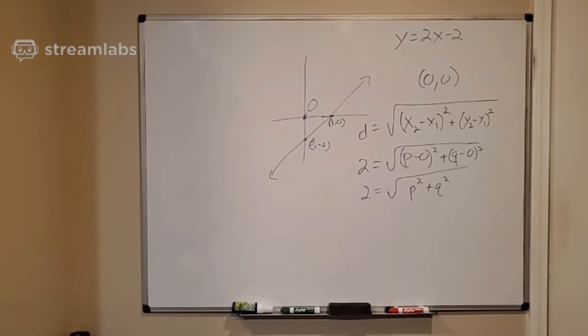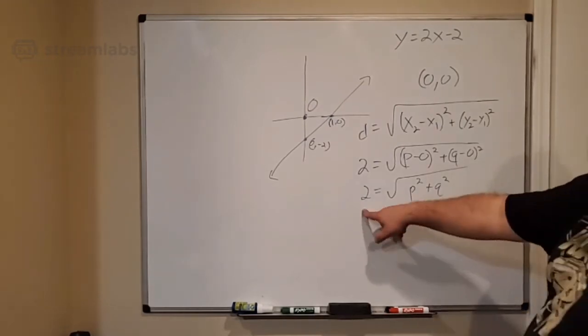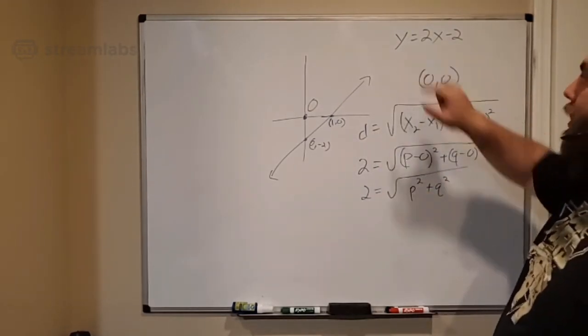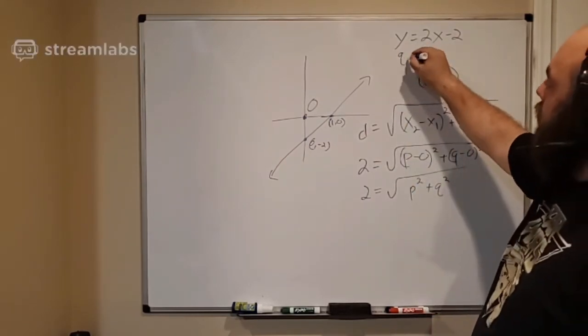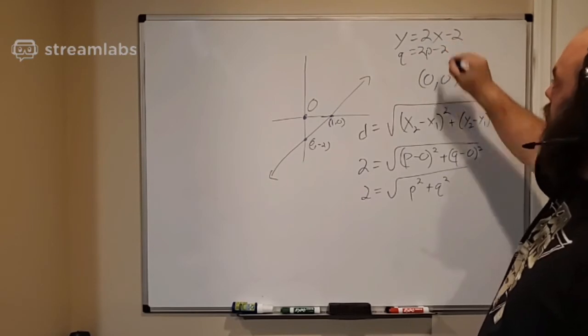We do need to have a second equation, which is what I was trying to get out of Nolan there. You can't ever solve one equation with two variables. You need a second equation. Where do I get that second equation from? Well, not only are they a distance of 2 away, they're also on my line, y equals 2x minus 2. So if I put p and q in there, I get that q is equal to 2p minus 2. And I now have a second equation.